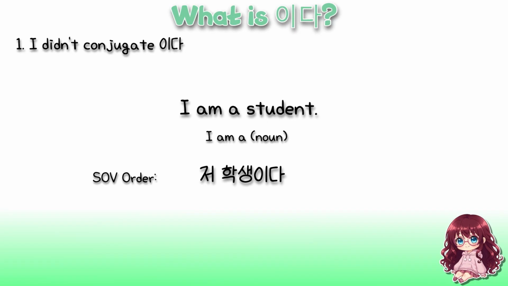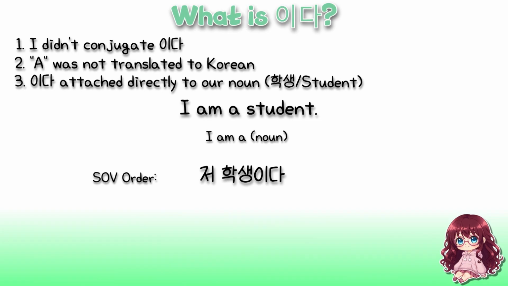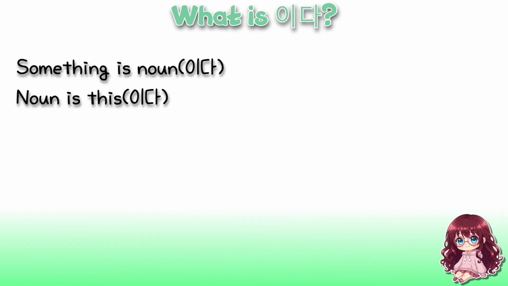I didn't conjugate ida. We'll learn its conjugation shortly. 2. There was no word for a when translated to Korean. 3. Ida attached directly to our noun. Don't worry, we'll break this down by bullet points. We'll talk about 3 first. When using ida to say something is a noun or a noun is this, ida will attach directly to that noun. Please don't worry about the vocabulary for now, as it will be shown on the screen. But I will show you some example sentences.